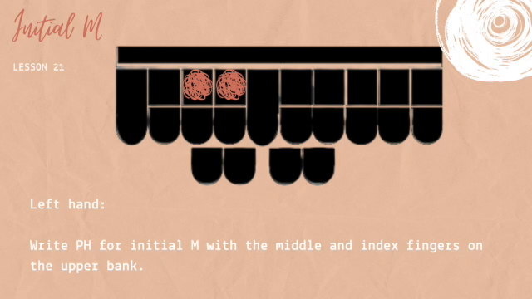Let's start with lesson 21. For lesson 21, we have initial M. So how are we going to write initial M? Using your left hand, you write PH for initial M with the middle and index fingers on the upper bank. Okay? So using your left middle and index finger, we will write initial M.